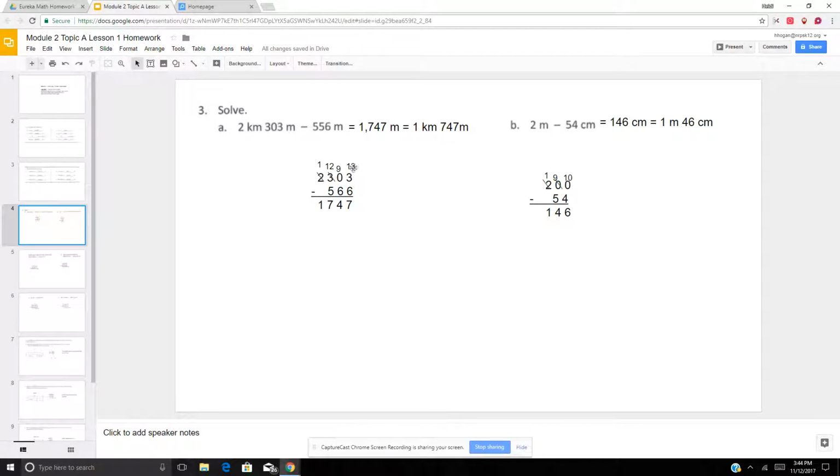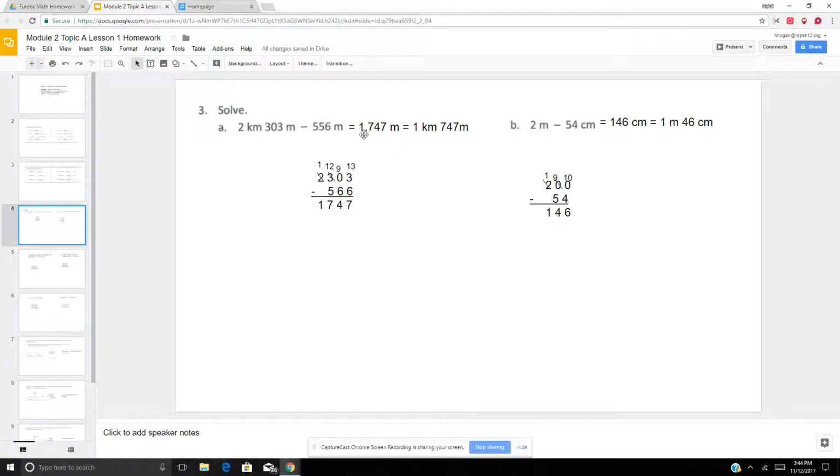Okay, and now we're going to do some addition and subtraction. So we have to convert first. So 2 kilometers is 2,000. So that's 2,303 minus 556. I'm not going to go through all of that math because you should be able to subtract and decompose. So 2,303 minus 556 is 1,747. You need to show this work.